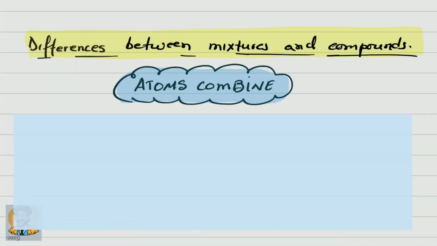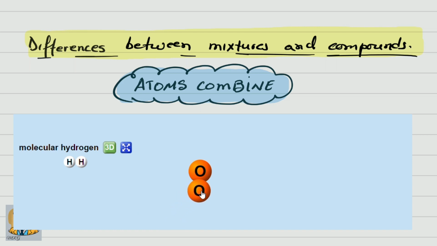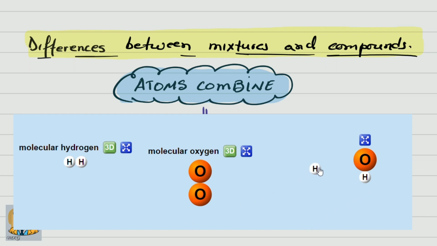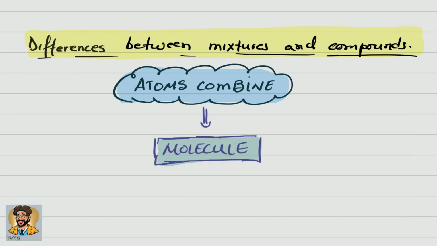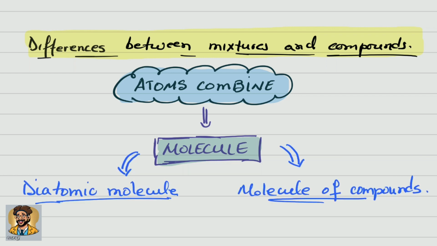And the first thing we're going to look at is what happens when atoms combine. We spoke about this one in previous lessons. When atoms combine, they will form a molecule. And there are two main types of molecules we learn in class: diatomic molecules and molecules of compound.